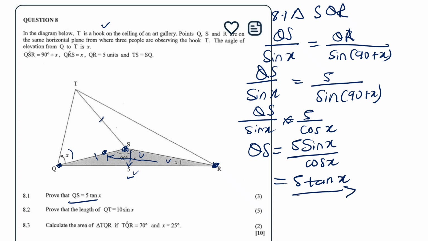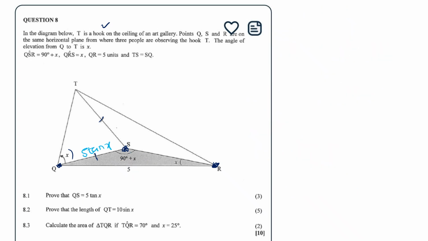Very good. Now 8.2. Prove that the length of QT, this is our QT, is equal to 10 sine X. Okay, so we can say QT over sine of 180 minus 2x is equal to TS over sine X.